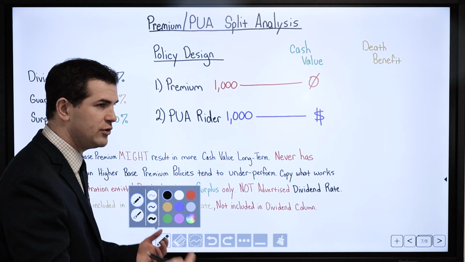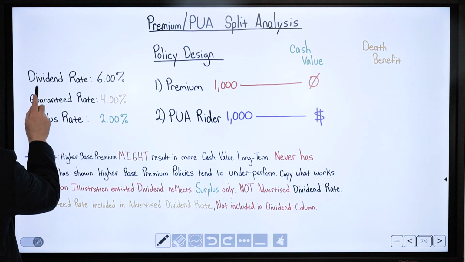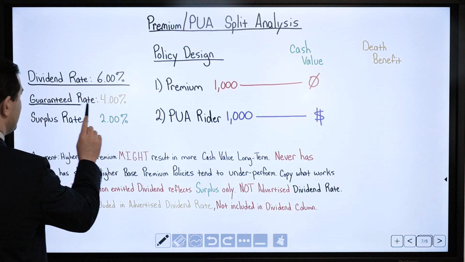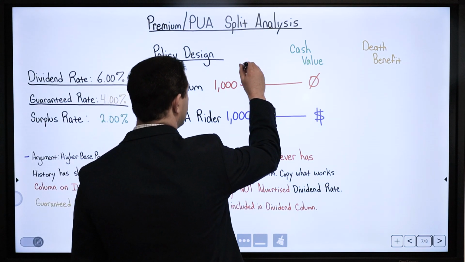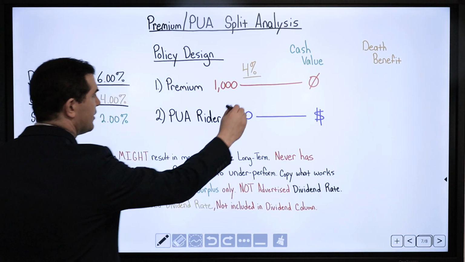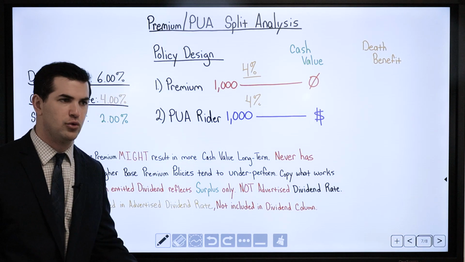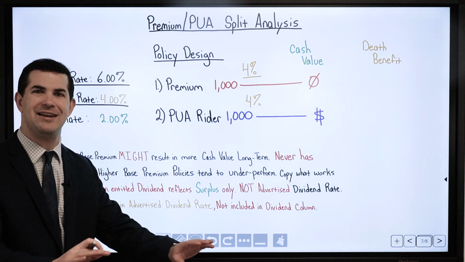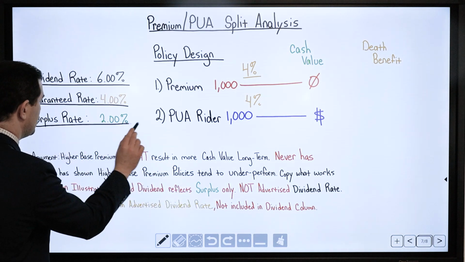Now, why might we hear sometimes this argument that a higher base premium might, or sometimes we hear should, result in more cash value long term? Here's why. When I break a policy down, if I've got a total dividend rate of 6%, the guaranteed rate of 4% is applied in the same manner on money I direct toward base premium and money I direct toward PUAs. The company's paying that contractual guaranteed interest rate of 4%, gross rate again, but that guarantee is identical on both areas.